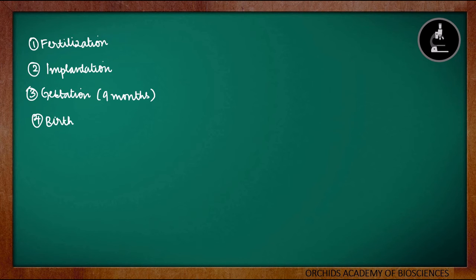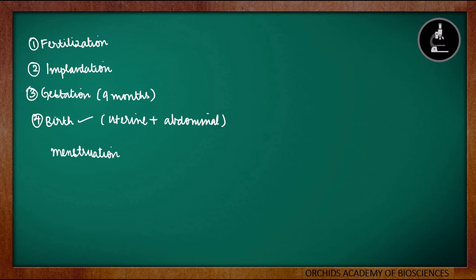Just few days before birth, the fetus will keep moving in the uterus until the head points towards the cervix. And finally, the child is born as a result of rhythmic contraction of uterine as well as abdominal muscles. So these were the 4 steps that we have discussed in the process of reproduction. After discussing this, we discussed what is menstruation.